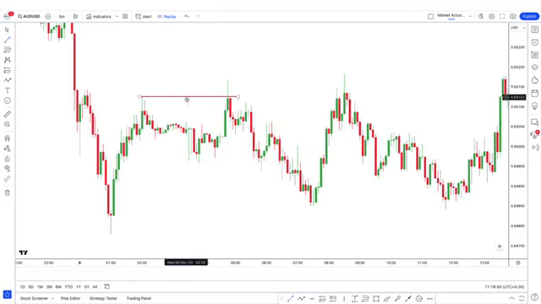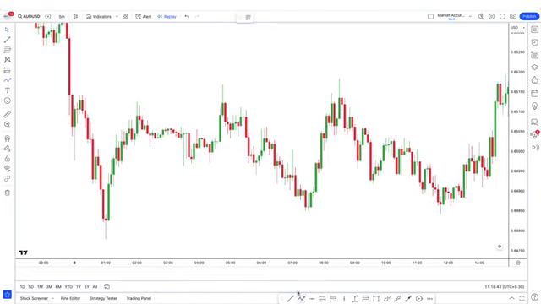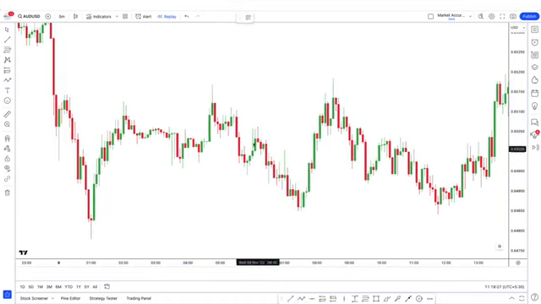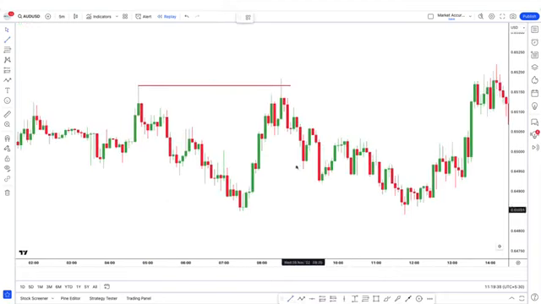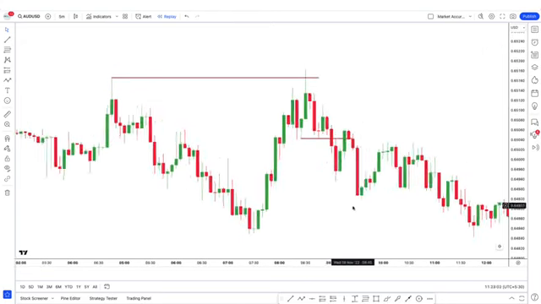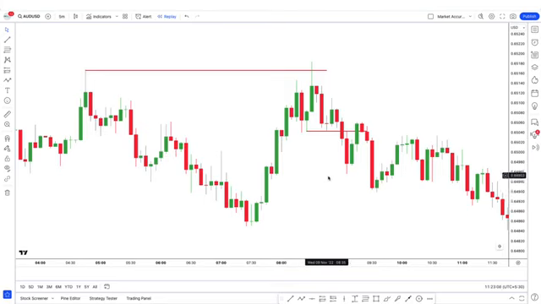However, you can see that we still have a valid ABC structure. So we still got this A, B, and then we get the C leg. So it can continue. So we got the high of the A leg. We sweep this level, and then we got this low here, right? As you can see, we break the low. And this structure, as you can see, was created before price touched this line or swept the liquidity.